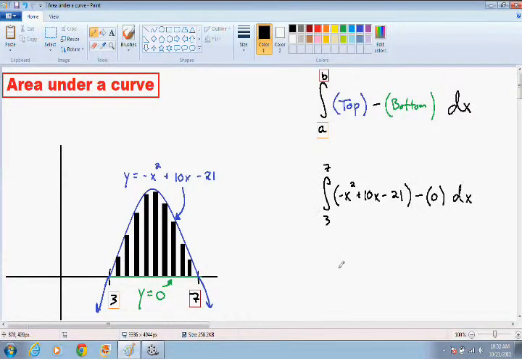And this can be easily simplified. Anything subtracted by 0 is just itself.